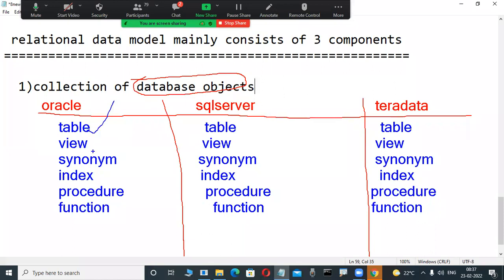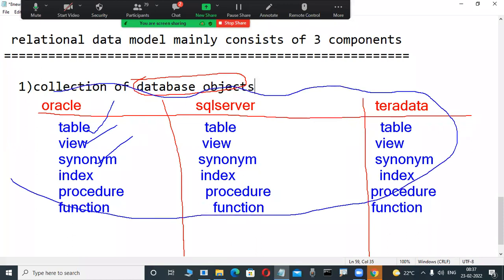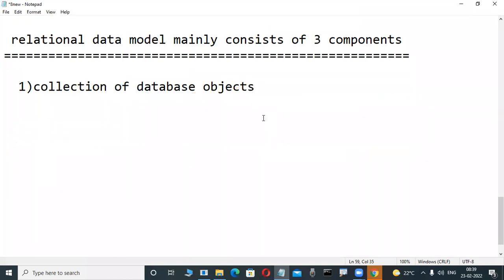What is the purpose of this one? What is a synonym? What is its purpose? What is a view? What is its purpose? You have an idea. We are learning this in any database software also. Is it very easy or not? Yes, easy. That's why in our course also, we are learning about a collection of tables, procedures, functions, triggers, packages, views, sequences, synonyms. These are all the things we are learning.